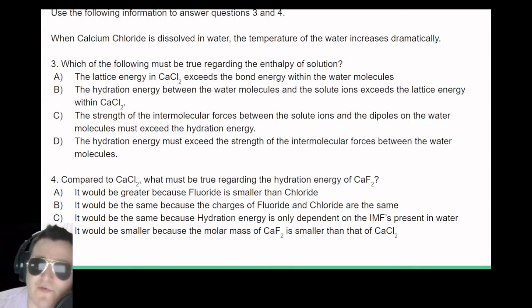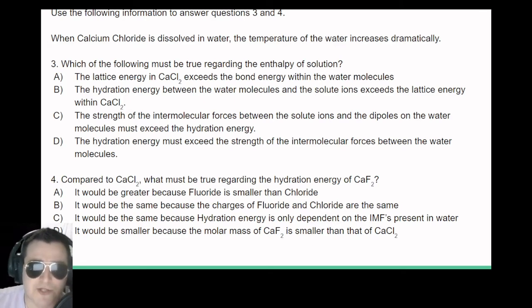When calcium chloride is dissolved in water, the temperature of the water increases dramatically. Molar enthalpy of solution? Which of the following must be true regarding the enthalpy of solution? Answer choice A, the lattice energy in CaCl2 exceeds the bond energy within the water molecules. Remember, when we're talking about this, it's 3 steps. It takes energy to break up the CaCl2. It takes energy to separate the water molecules from one another. And then energy is released when the Ca and the Cl get attracted to the waters.